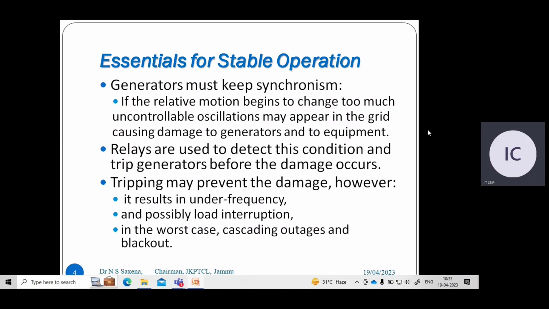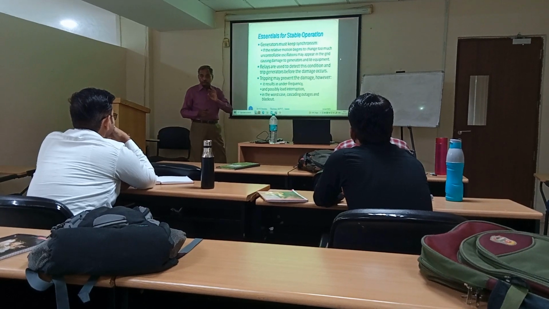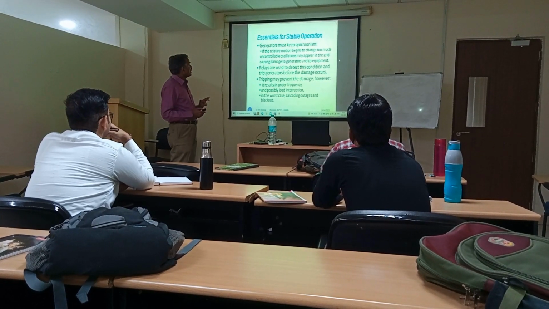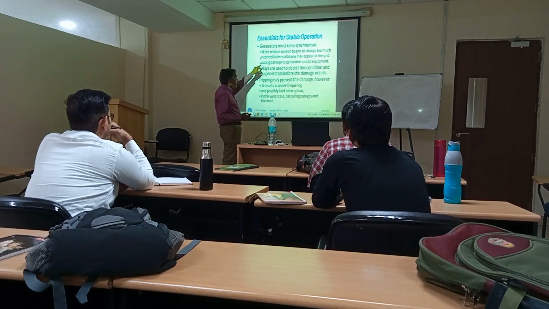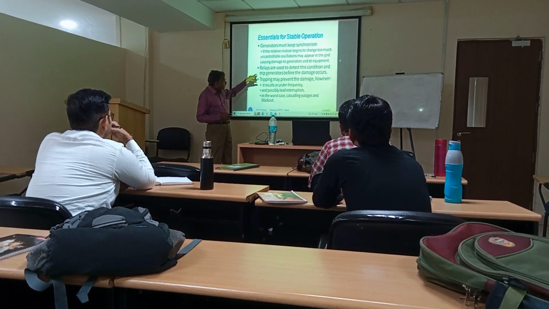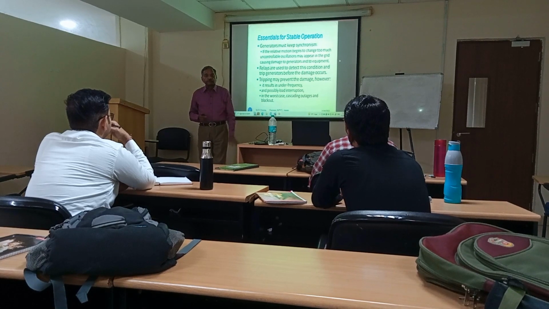Okay. So, what is essential for steady state operation? Stable operation. Generator must keep synchronism. If there is a relative motion and it begins to change too much, uncontrolled oscillations may develop and they may cause damage to the generator. If this is not controlled, then there are protective relays which will trip the generator.